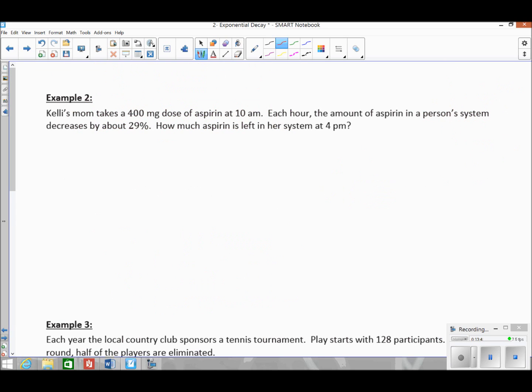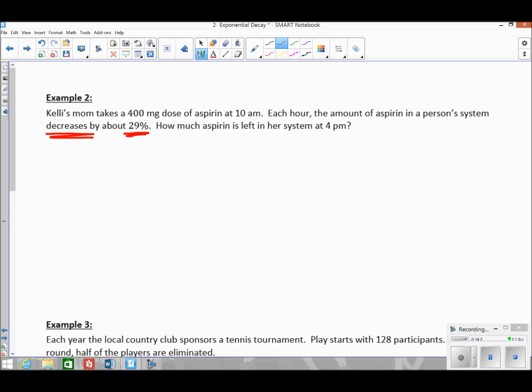So looking at the next problem, same idea. The first thing you always want to decide is, is it going to be a decay problem? So do you see something about decreasing, depreciating, dropping, decaying, something along those lines, and by a percent or by a factor? When I say a factor, I mean a multiple of something, or a percent. So Kelly's mom takes a 400 milligram dose of aspirin at 10 a.m. Each hour, the amount of aspirin in a person's system decreases, so I see decreases by 29%. So this tells me exponential decay because it's decreasing by a percent.